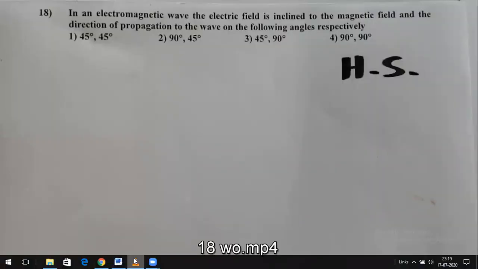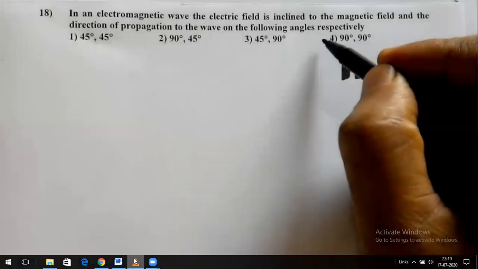This question is asking you the angle between the electric field, magnetic field, and the direction of propagation of the wave. Obviously, it is 90 degrees.